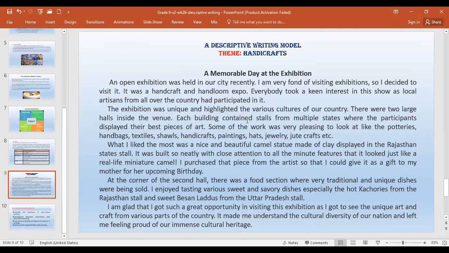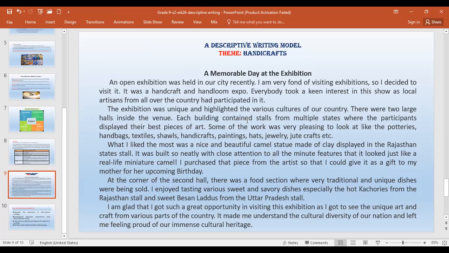Okay, now let's read. Alex. Yes, miss? Yes, Alex, read, but please slowly. All right, which paragraph do you want me to read? The first one. A memorable day at the exhibition.